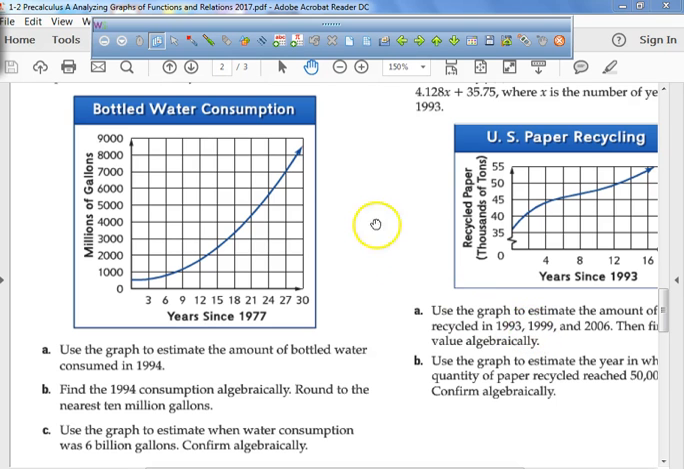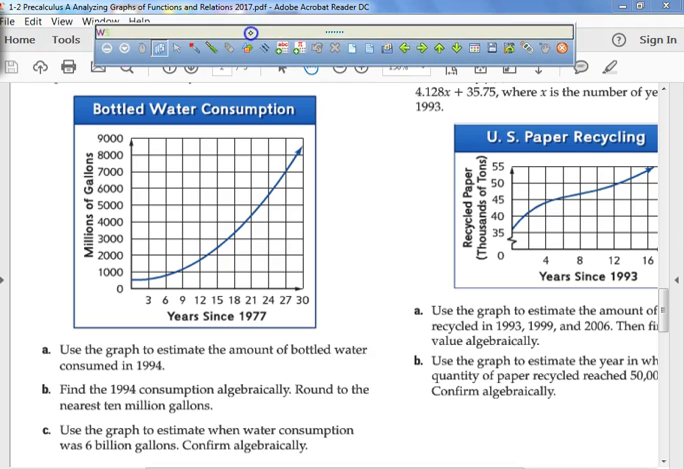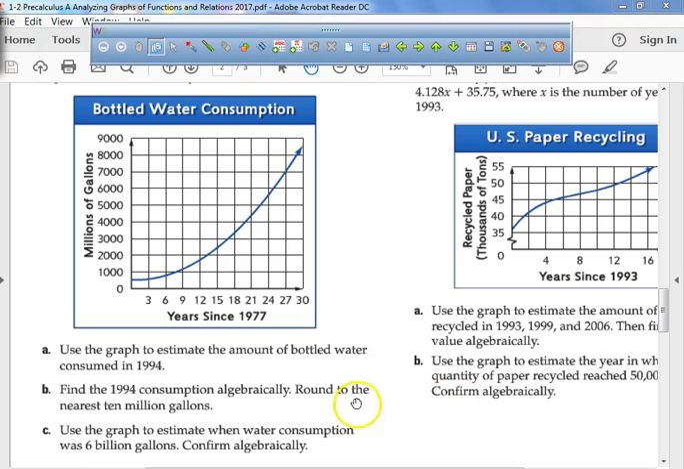All right, what we're going to do is we're going to use this graph right here to answer these 3 questions. We're also going to use our graphing calculator to show you some cool little things you can do to help solve problems. All right? Now, the first one says use the graph to estimate. Cool. All I got to do is estimate the amount of bottled water consumed in 1994.